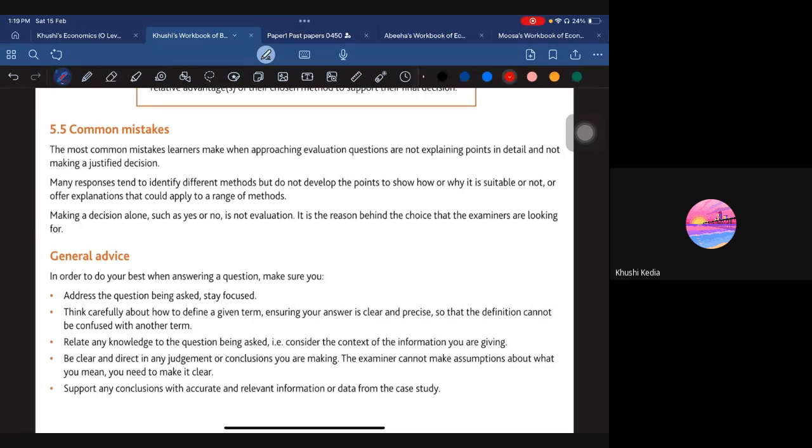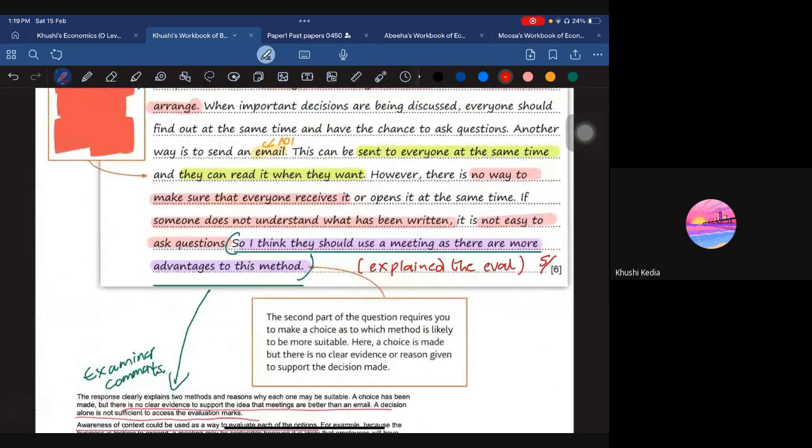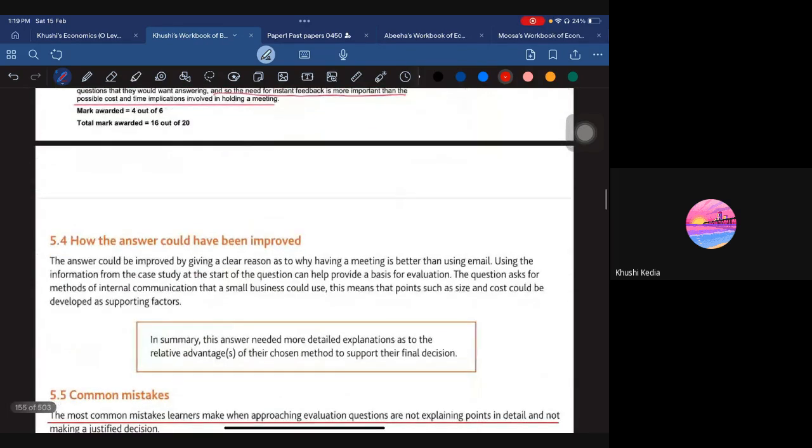The most common mistakes learners make when approaching the evaluation questions are not explaining points in detail and not making a justified decision. This is what we have also seen up there as well. So they are not explaining the points, they're not making any justified decision. And sometimes, if you are giving a general evaluation and not choosing a side, you will still be deducted marks, even if you have justified. But what have you justified if there is no side that you have chosen, right? So a side must be chosen to make it a clear answer.